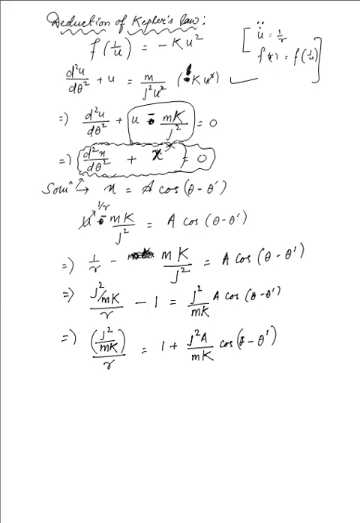Well, if we are considering this, then this one over here at the top, we'll be writing it as L divided by r, and this will be equal to 1 plus e cos theta minus theta dash.